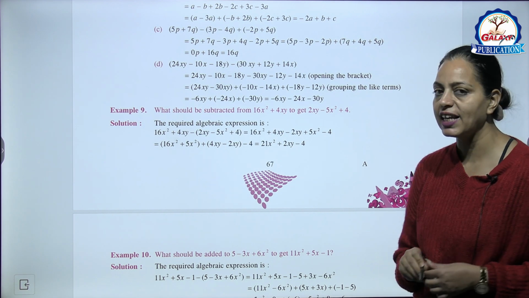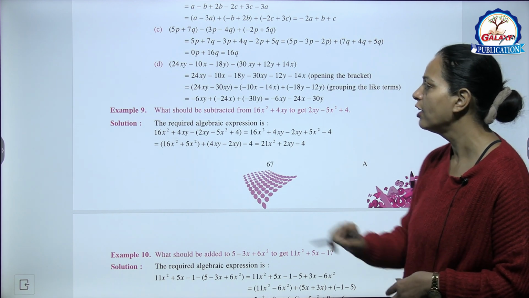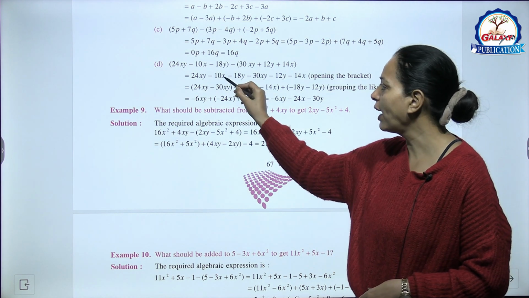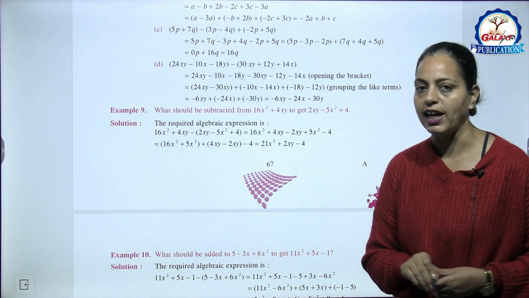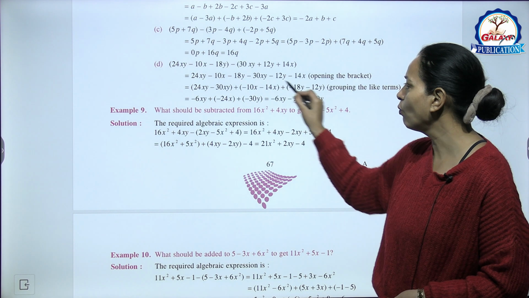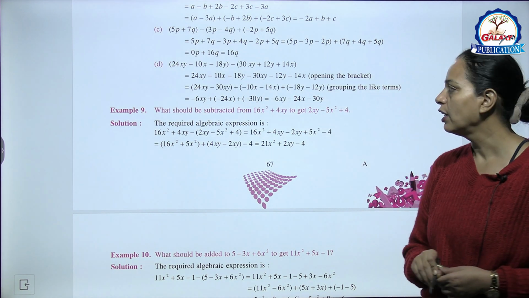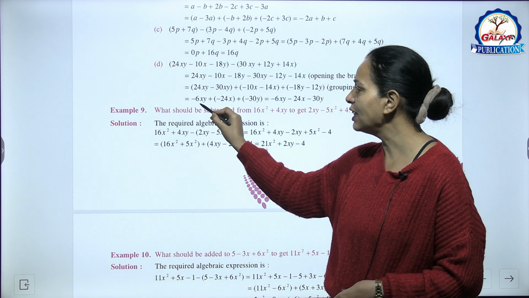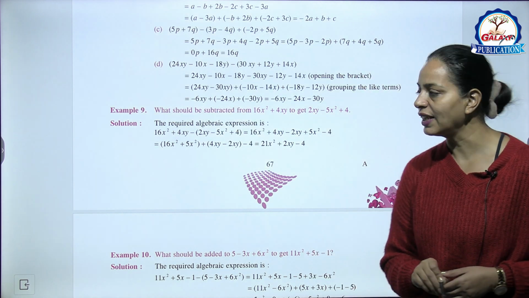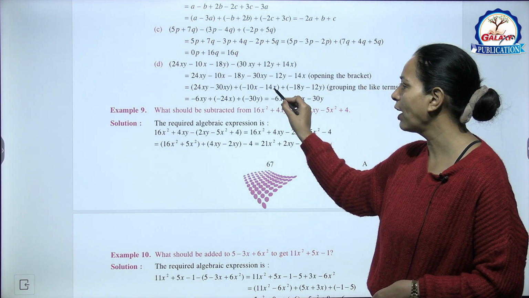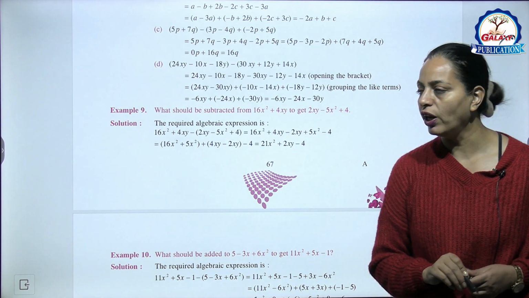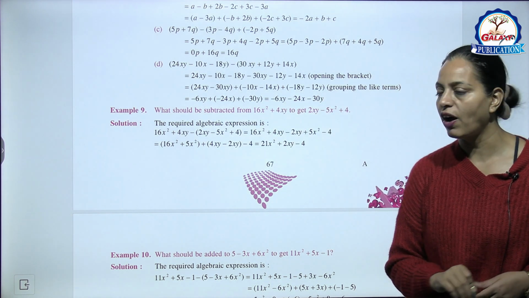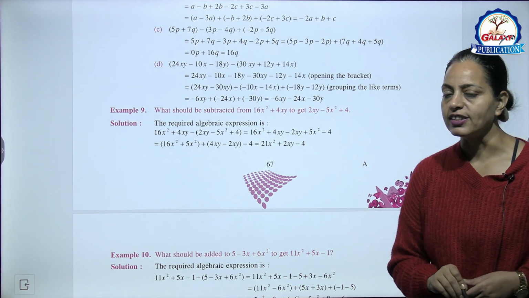Now combine xx, xy and yy. So 24xy minus 30xy plus minus 10x minus 14x plus minus 18y minus 12y. Now combine the numerical coefficients. So 24 minus 30, that is minus 6xy, minus 10 minus 14, minus 24x, and here minus 18 minus 12, minus 30y. So this is the answer.